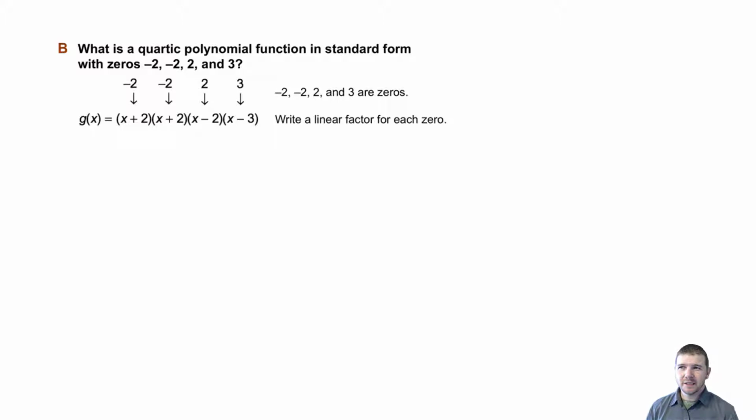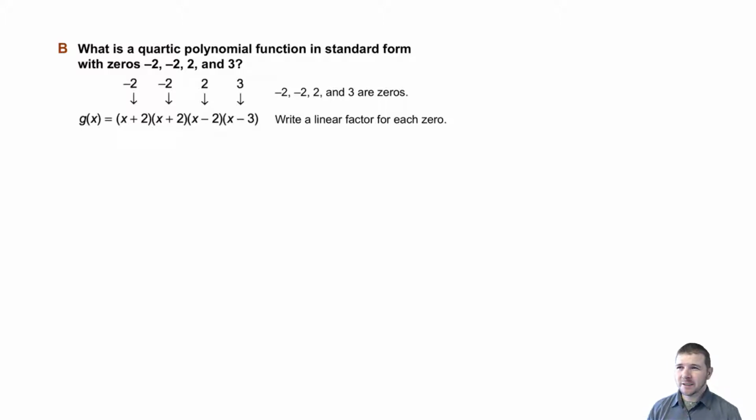Part B. What is a quartic polynomial function in standard form with zeros -2, -2, 2, and 3? Well, again, we note the zeros, and we construct binomials based upon those zeros. First, the binomial x plus 2. Note when we substitute -2 for x, we get a 0. Next, the same binomial repeated, x plus 2. That's because our 0, -2, was listed twice.